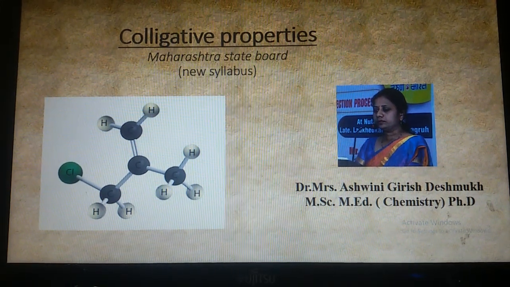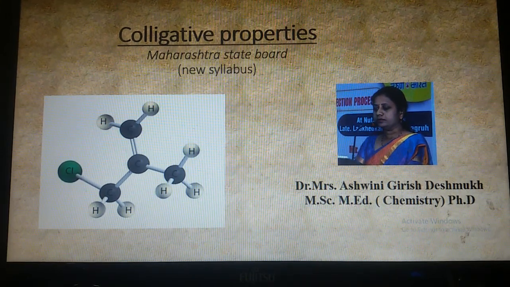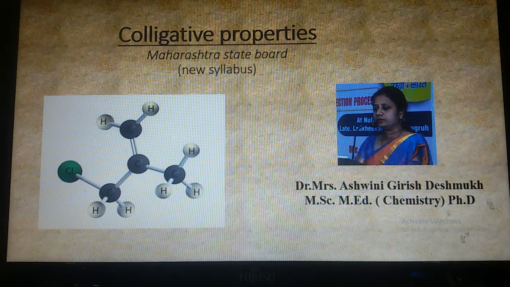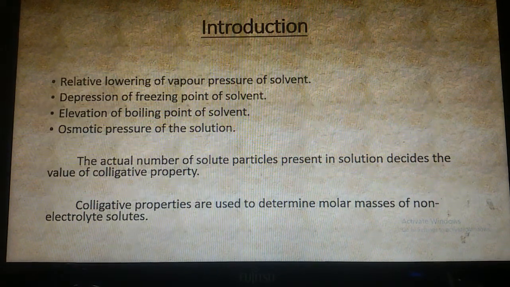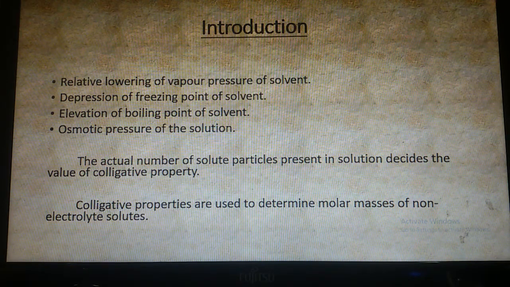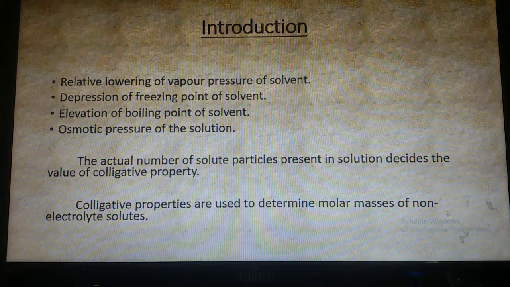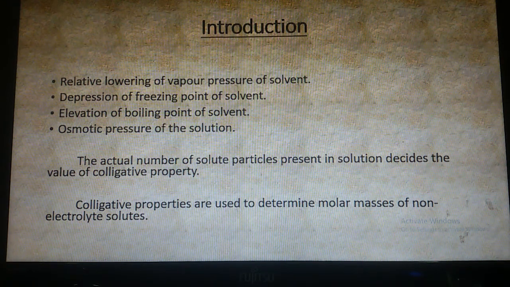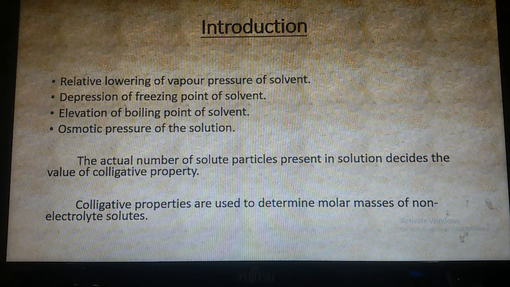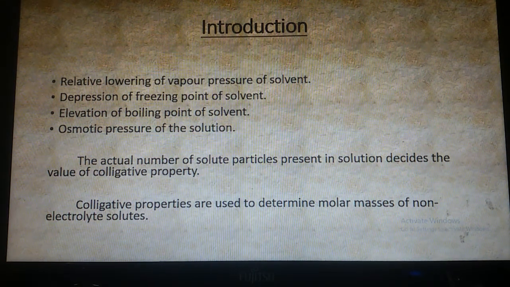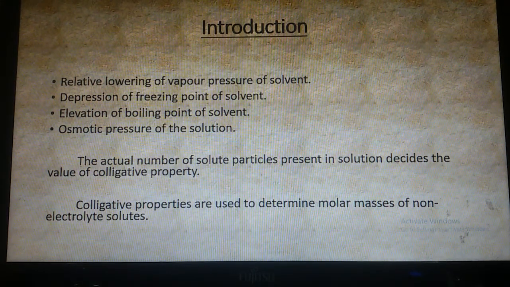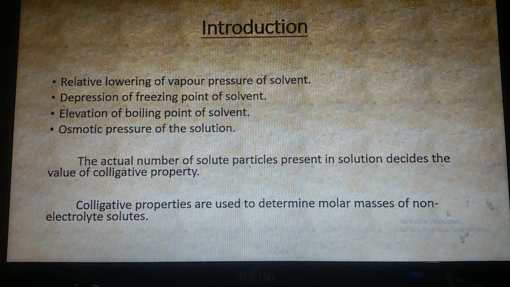We have learned that the vapor pressure of a solution decreases when a non-volatile solute is added to a volatile solvent. There are many properties of solutions which are connected with this decrease of vapor pressure. These are relative lowering of vapor pressure of the solvent, depression of freezing point of the solvent, elevation of boiling point of the solvent, and osmotic pressure of the solution.